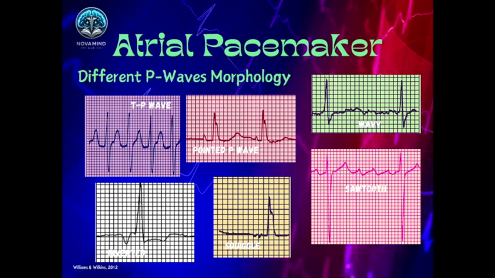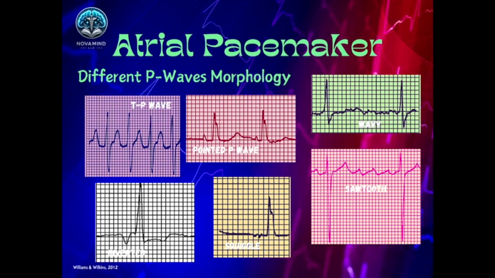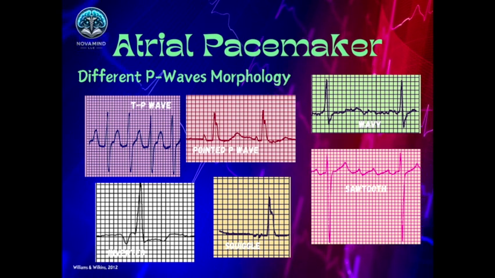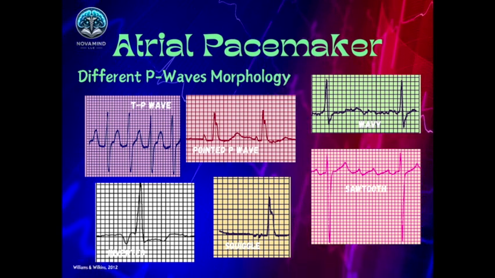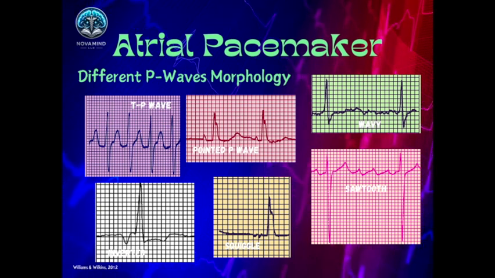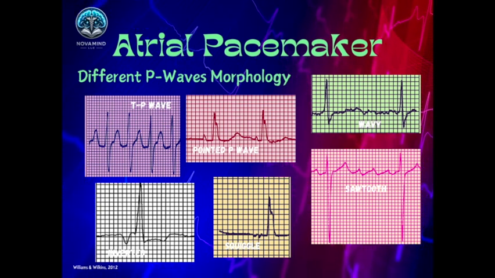In this example, the P wave is embedded within the T wave, often due to high rate of the rhythm. The next one is pointed P waves. Here the P waves are sharply pointed, which may be characteristic of certain atrial rhythms.